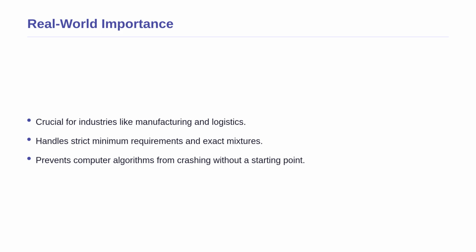Now that we have seen the math and the geometry, why does this matter in practice? The Big M method is absolutely crucial because real-world problems rarely start with a perfect, ready-to-use mathematical setup. In industries like manufacturing, logistics, or diet planning, constraints often dictate strict minimum requirements, like producing at least 500 units, or exact mixtures requiring exactly 50 kilograms of raw material. Without the Big M method, computer algorithms would simply crash or fail to start because they wouldn't know where to begin searching. The penalty gives the computer a strong incentive to find a valid solution fast.